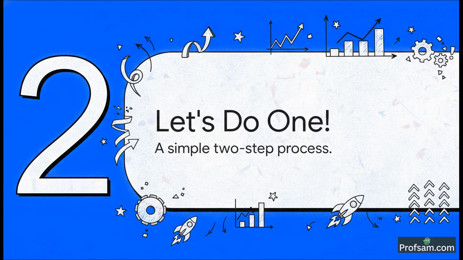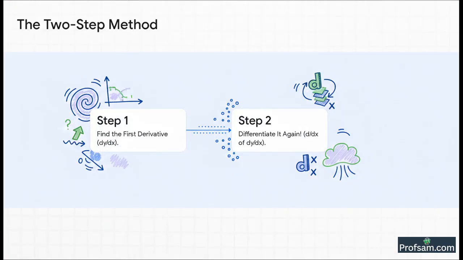All right, enough theory, enough talk. Let's actually do one. Think of this as your basic training. It's a really simple 2-step process that you're going to master right now. And here it is. This is the whole method. Step 1. You find the first derivative, dy dx. No problem. Step 2. You take the answer you just got, and you differentiate it one more time. That is it. Let's try it out with a real example.